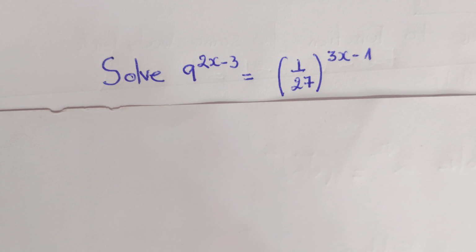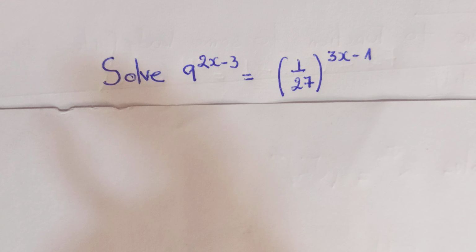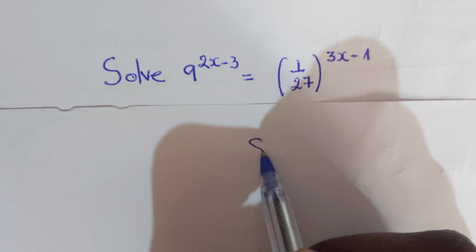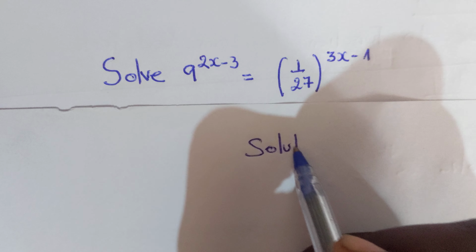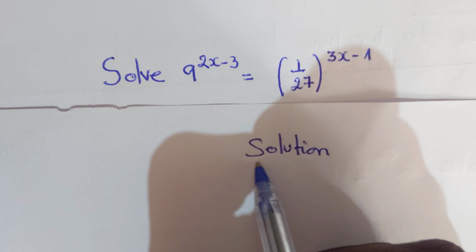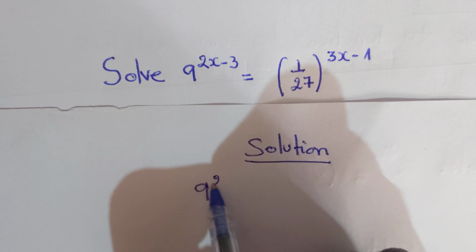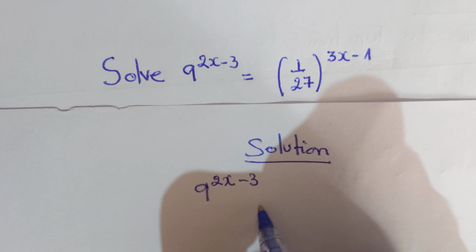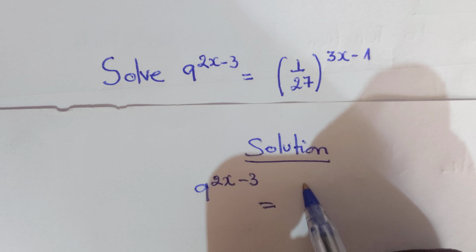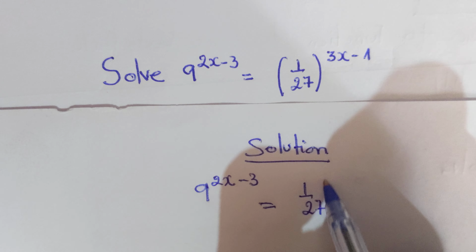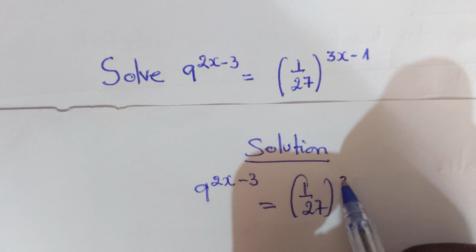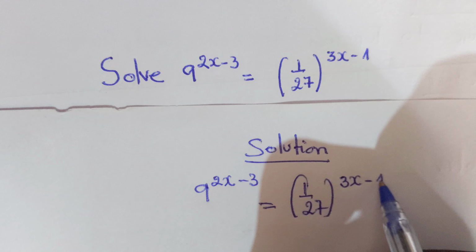Now we have the equation 9^(2x - 3) = 1/27^(3x - 1). Now let us provide the solution. 9^(2x - 3) is equal to 1/27 to the power 3x - 1.